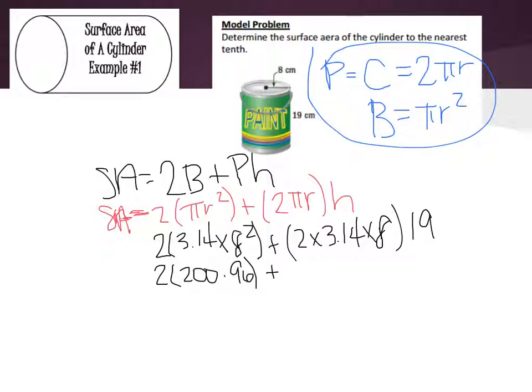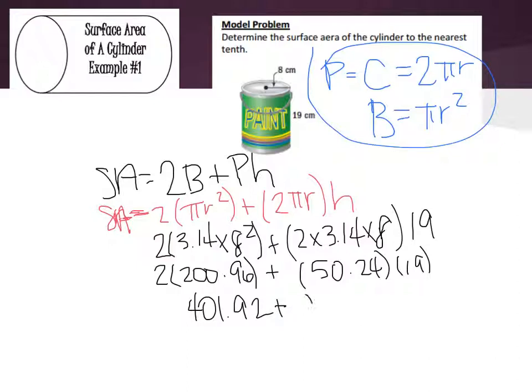And then our circumference of our circle, or the distance around the circle, otherwise known as perimeter, is 50.24 times our height, which was 19. Now we can multiply this. 2 times 200 and 96 hundredths is 401 and 92 hundredths. Our circumference times our height for the label of this paint can is 954 and 56 hundredths.